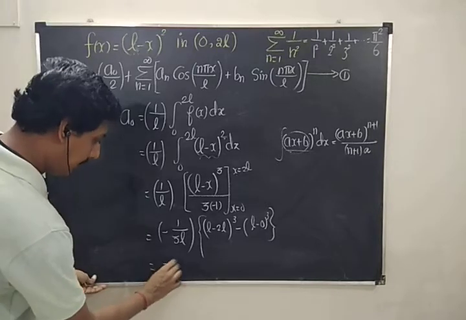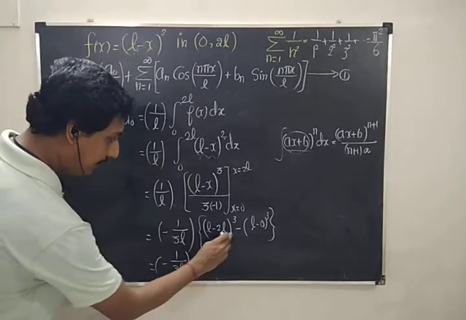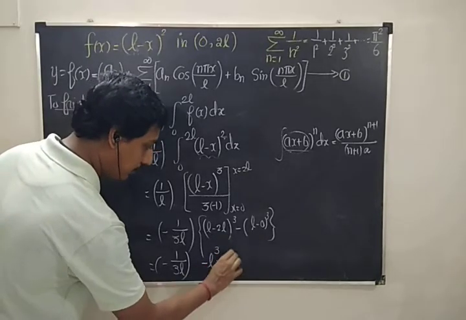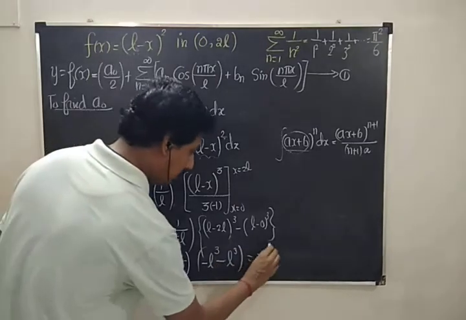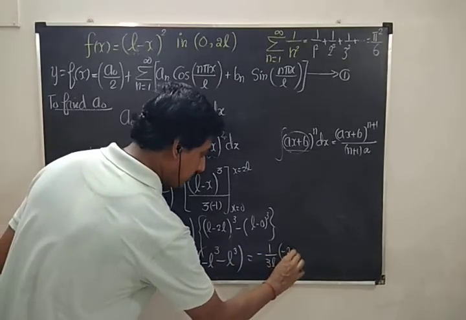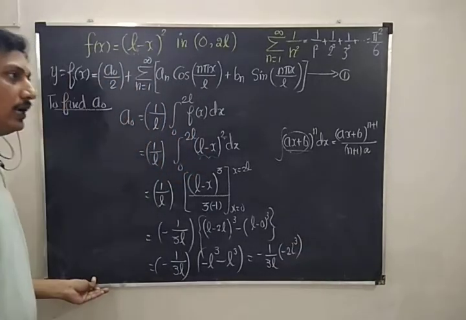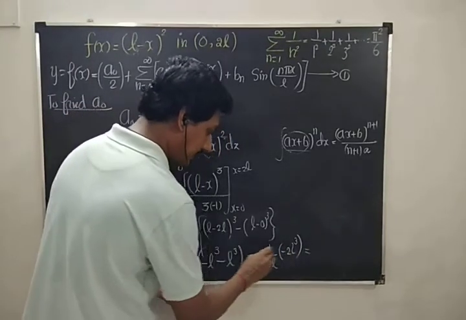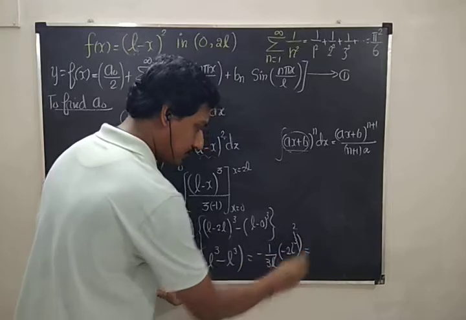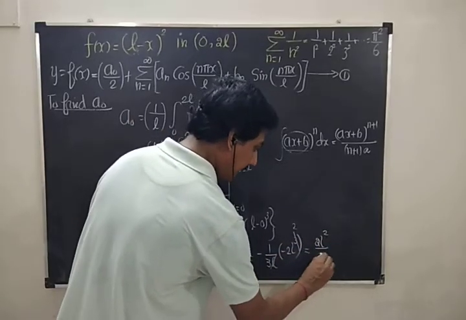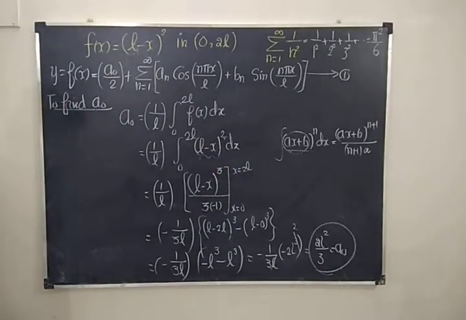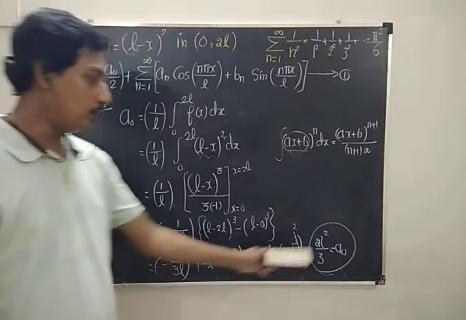Now this is equal to minus 1 by 3L. L minus 2L is minus L, so it is minus L cube, and the second term gives another minus L cube. So minus 2L cube. After multiplying the minus signs and cancelling one L, we get 2L squared by 3. So this is my A0. A0 value is 2L squared by 3. Then A0 by 2 is L squared by 3.